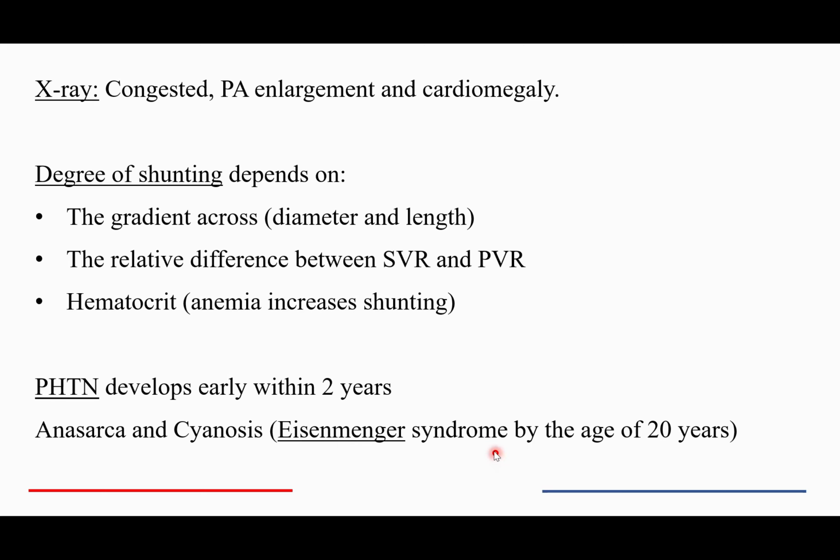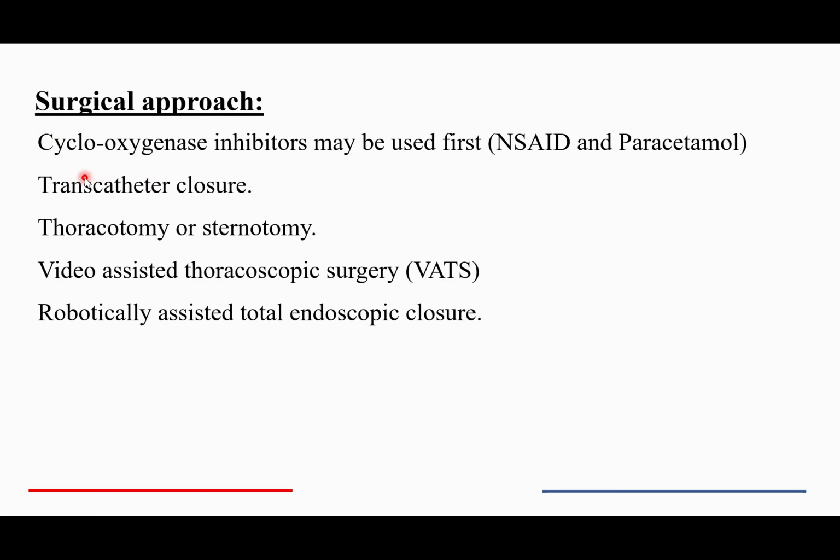Surgical approach: either give cyclooxygenase inhibitors like non-steroidals and paracetamol, transcatheter closure, thoracotomy or sternotomy to close the PDA. Sometimes video-assisted thoracoscopic surgery, VATS, or robotic-assisted total endoscopic closure. Transcatheter closure is the most common, but in some cases we refer to surgery.